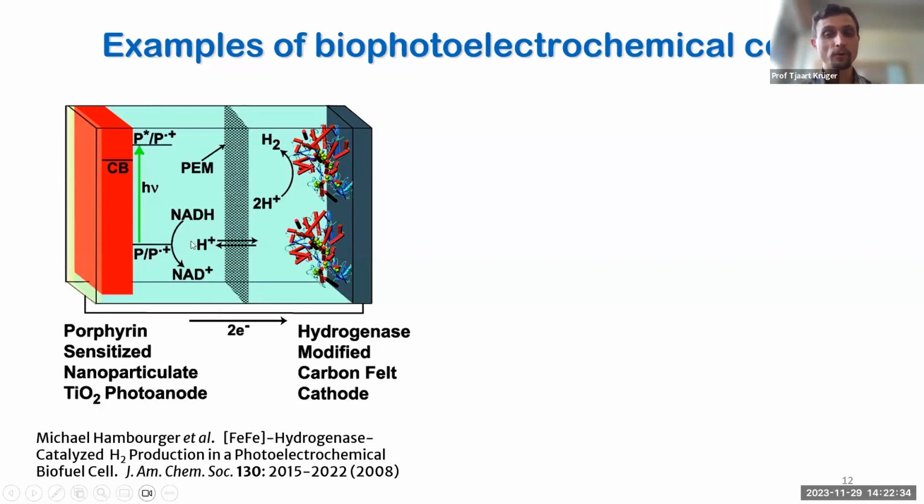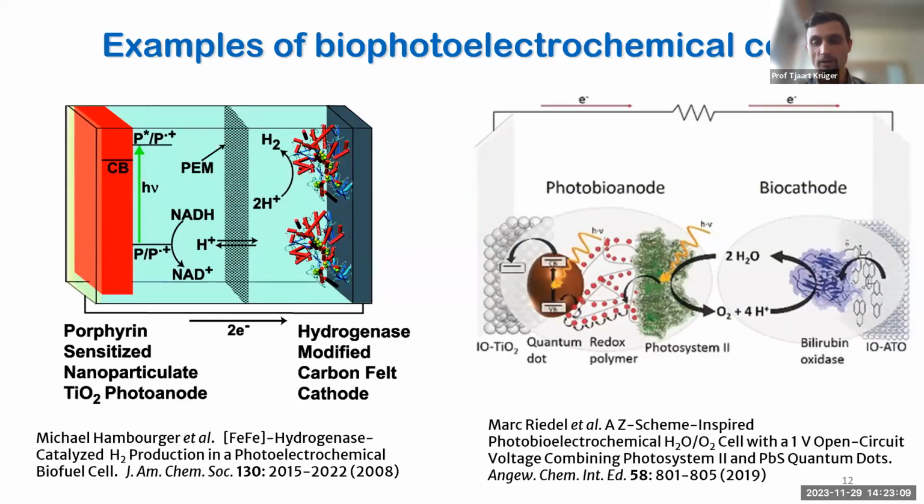Protons can then diffuse through the proton exchange membrane to the other side where hydrogenase is. Hydrogenase is an enzyme that can transform protons into hydrogen. So this then completes our process, two half reactions, and one can then get a complete electric circuit. So overall in this process, the incident photon energy is converted into hydrogen, which is now a useful form for human purposes. Let me show you another example here on the right.